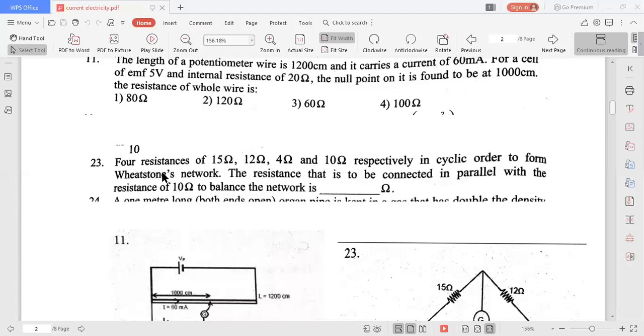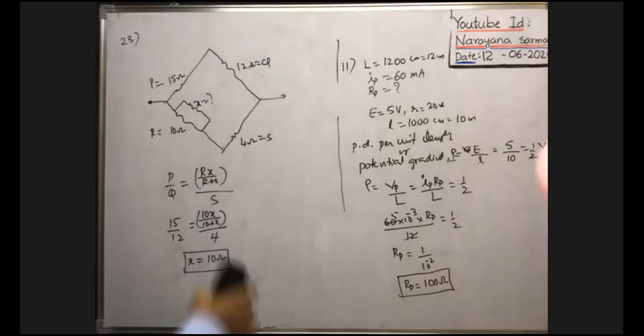Because if it is 10, then it becomes 5. 5 by 4. Here you see 15 by 12 means 5 by 4 only, no? 3 fives are 15, 3 fours are 12. That's why 5 by 4. So this is the answer.